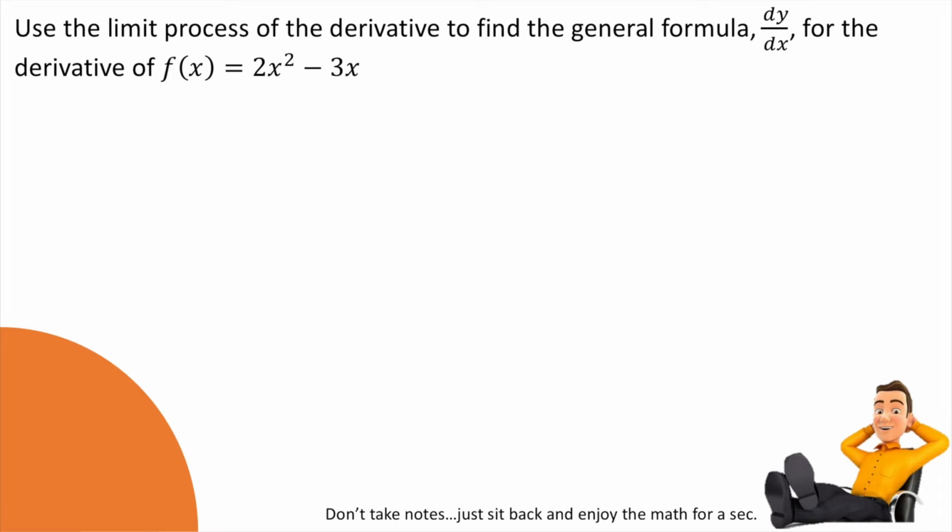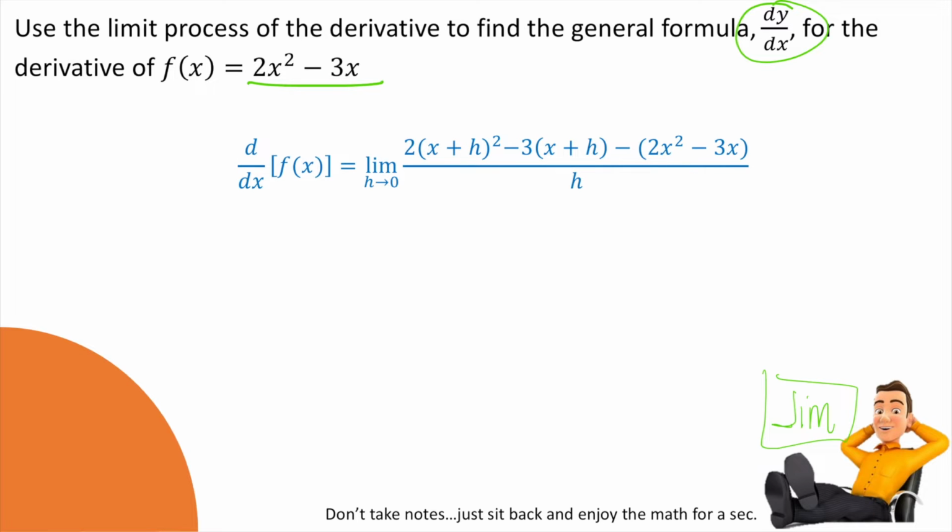Do you remember Jim? Jim is here when I need you to pay attention to the math and I don't want you taking notes because I really want you to see what's going on. So sit back, put your pencil down, but pay attention. We're going to use the limit process of the derivative to find the general form of the derivative for 2x squared minus 3x. That looks terrible.